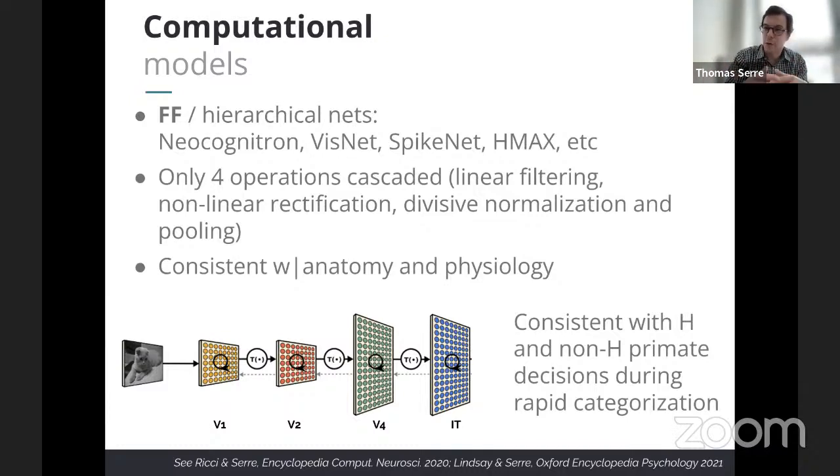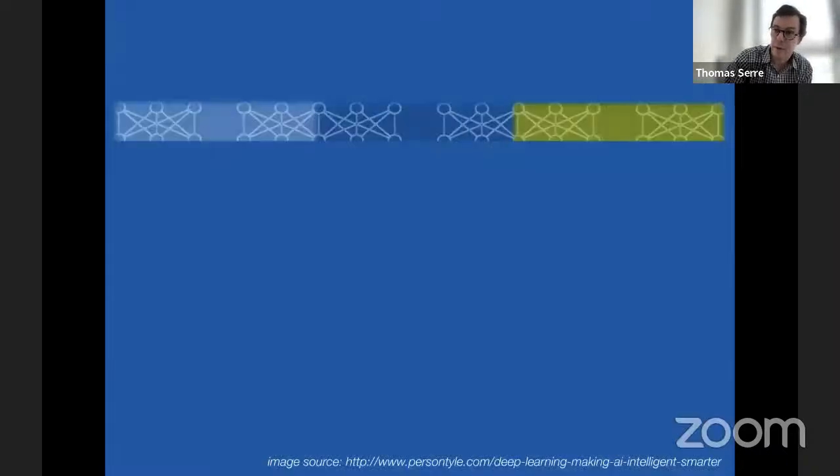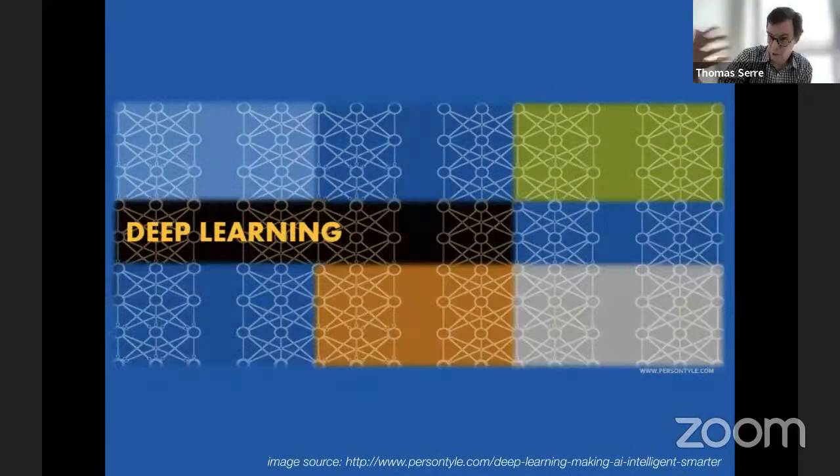We understand fairly well the anatomy and physiology of our visual system. We can summarize this knowledge into computational models that we can then simulate. And when we simulate them, we can not only be consistent with the actual physiology, but also account for this high-level behavior such as visual image categorization.